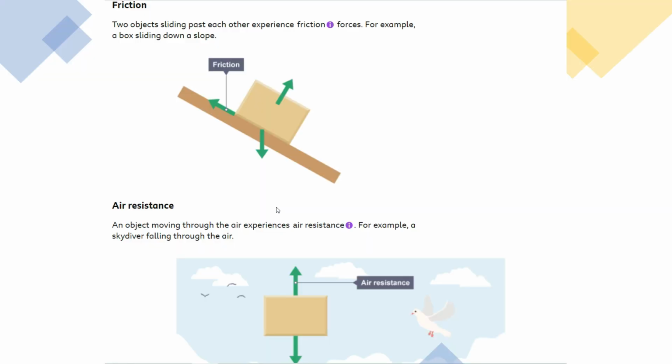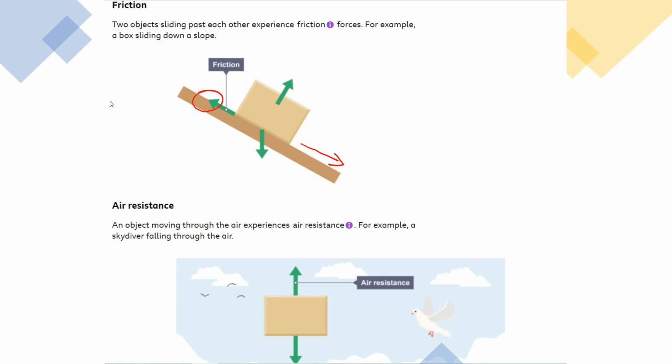Moving on, friction. Very straightforward. When two objects slide past each other, they experience friction. As you can see in the diagram, if the box is sliding downward, there is a force of friction which will oppose the box moving downward, and that is called a frictional force.